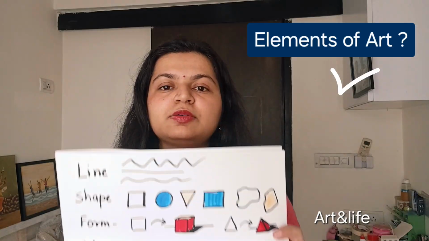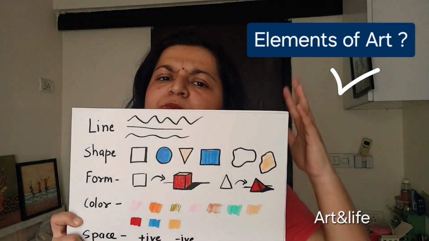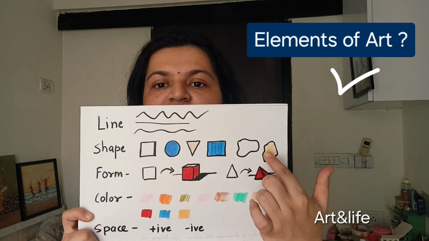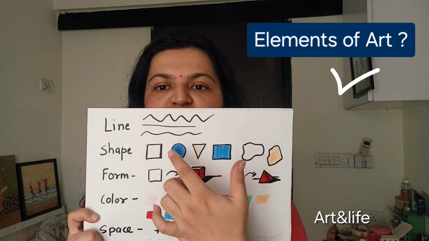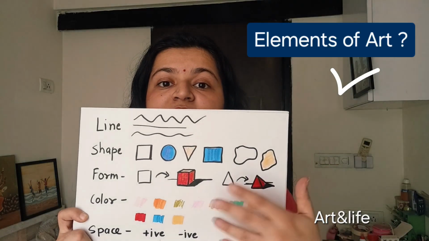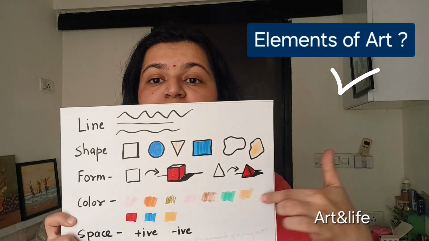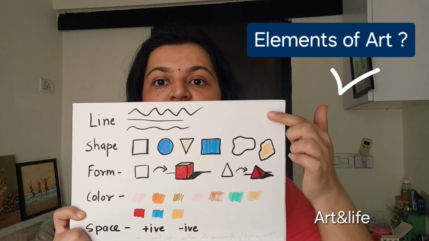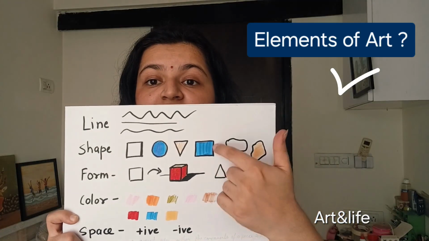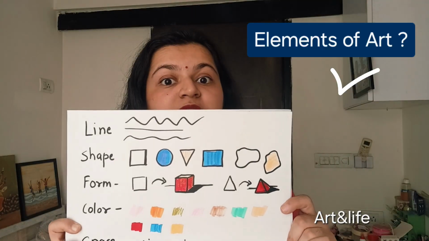So now space is of two types, positive and negative. It's very simple, guys. Whatever I have drawn on this part, all these shapes and these forms, these color swatches, all come into positive space, and all this leftover space, which is white, you see this part, and the space between these shapes, that all is negative space.